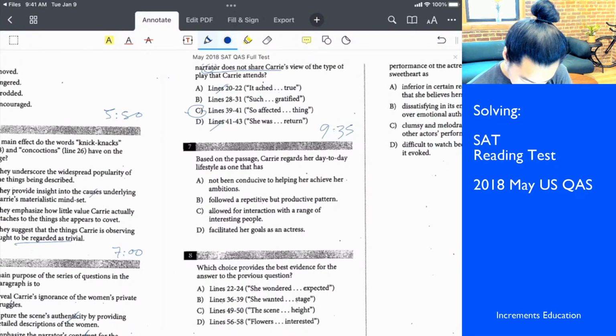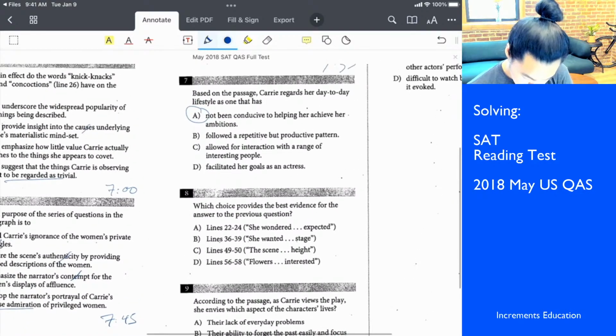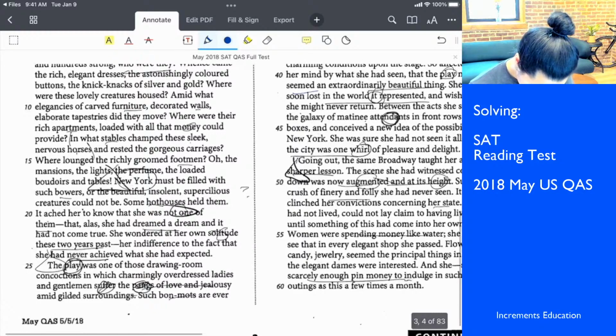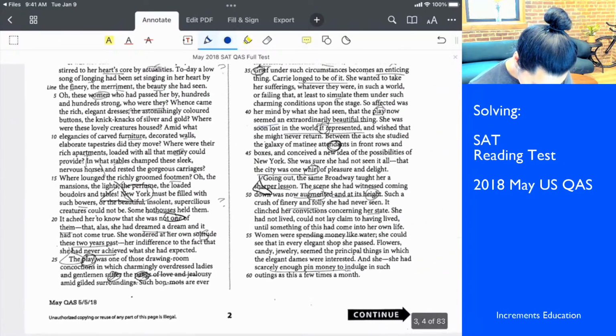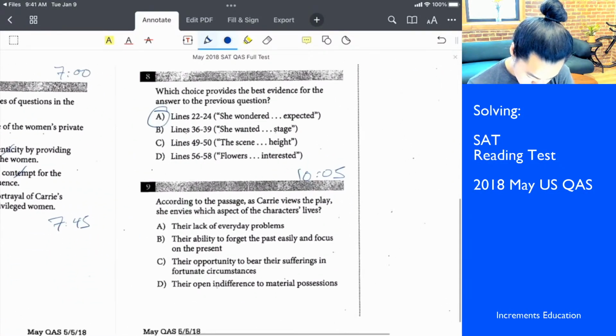Regards her day-to-day lifestyle as one that has been way less interesting for her. Okay, best evidence for not conducive to helping her achieve her ambitions. That could be at the very bottom. Gets 22-24. Let's double check. Do we have 22-24? We do. Okay, that's 10:05. Oh, thank you. Finally, an actual prediction that worked.